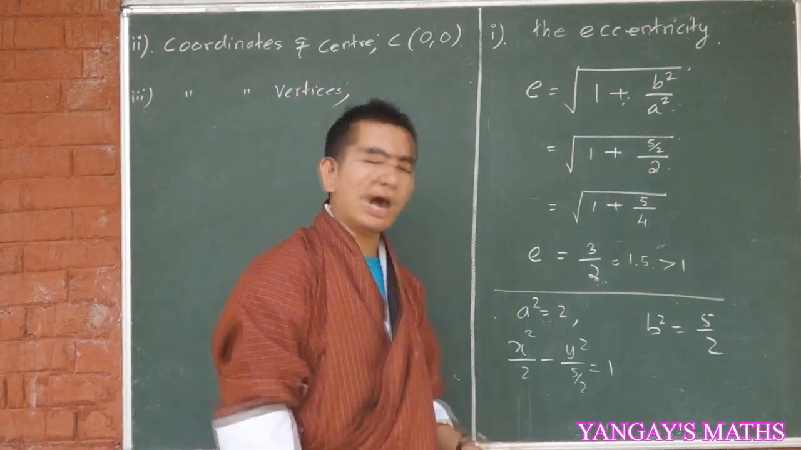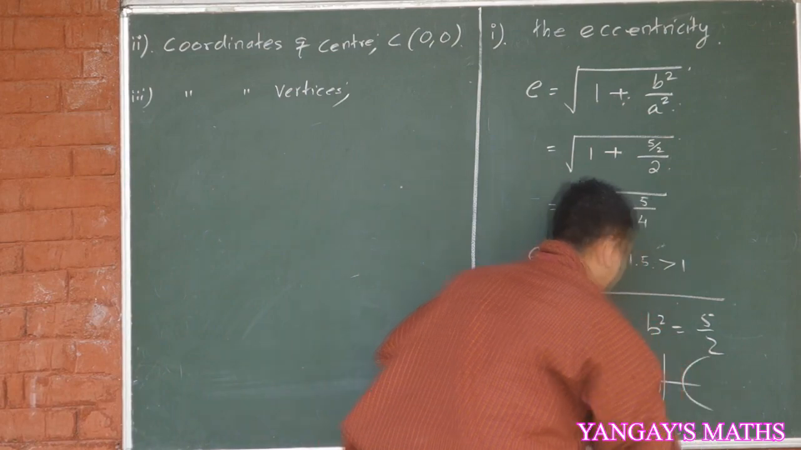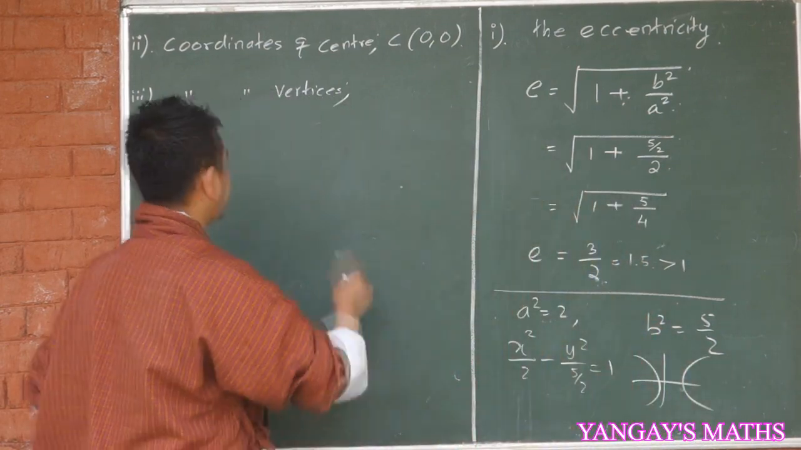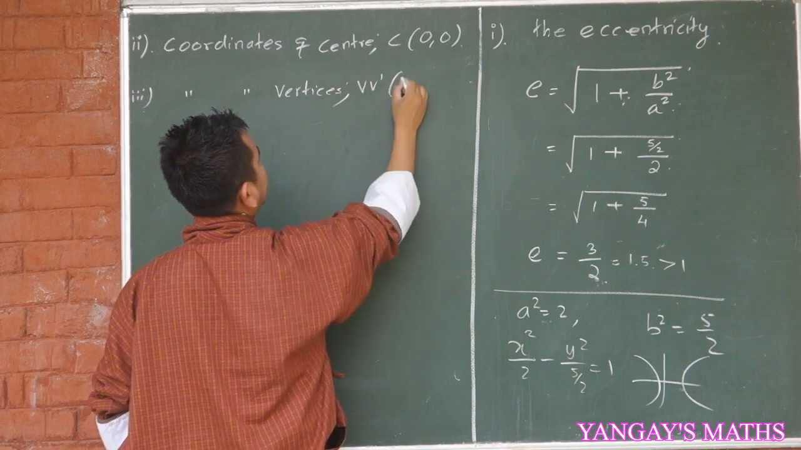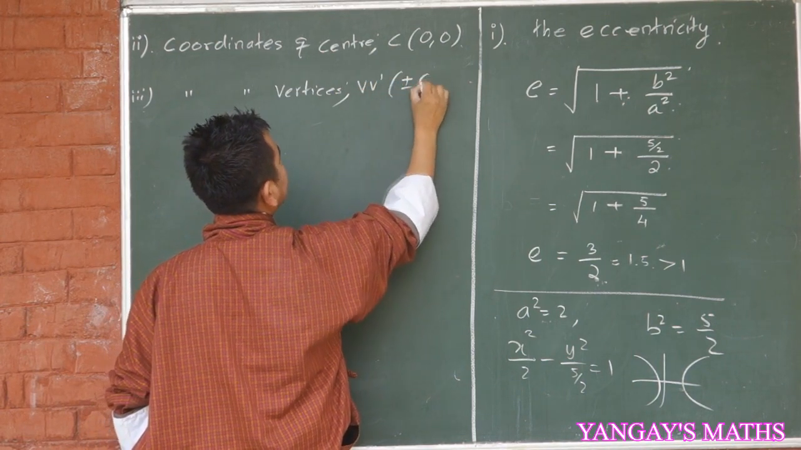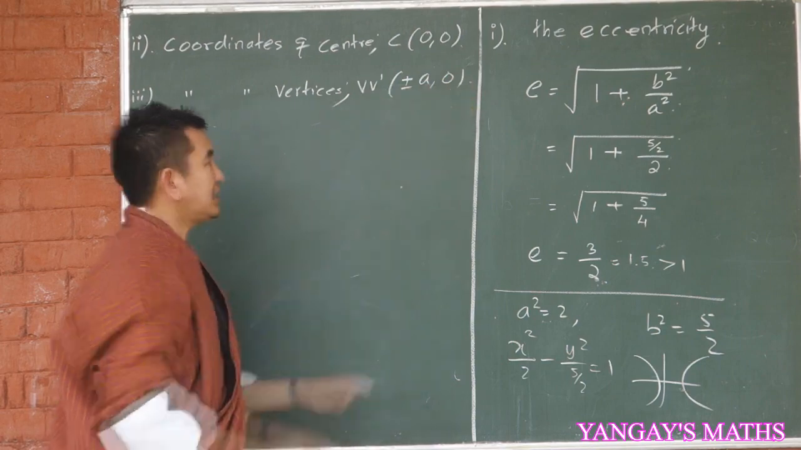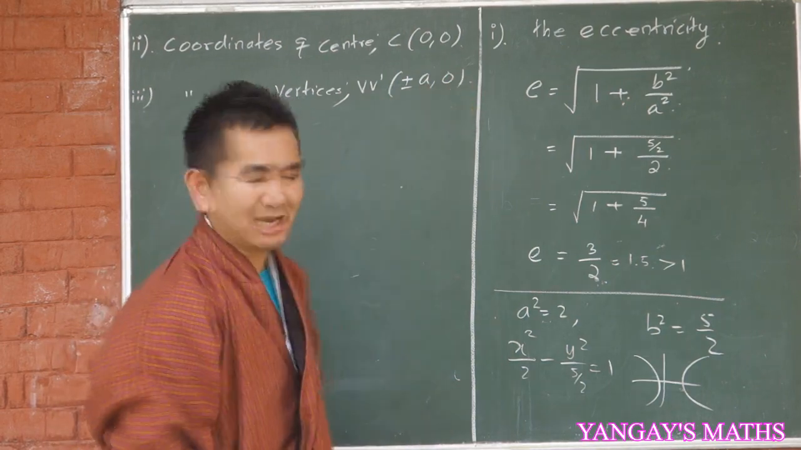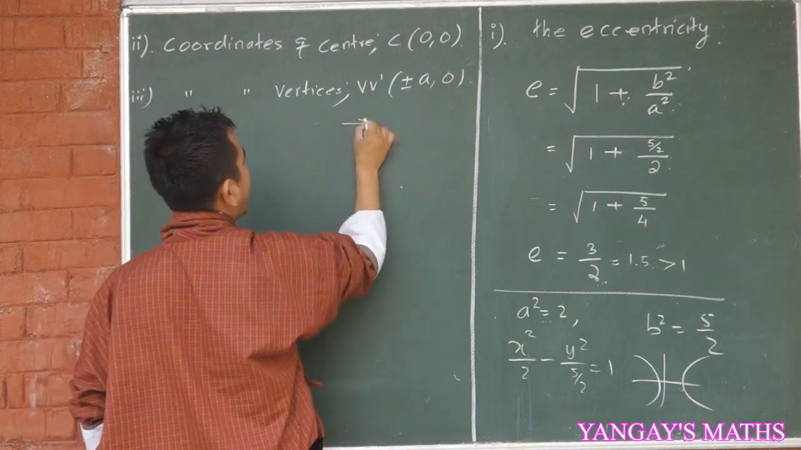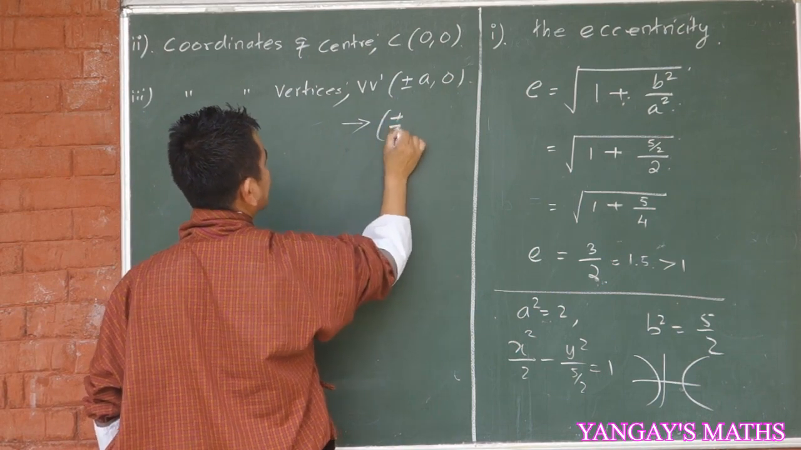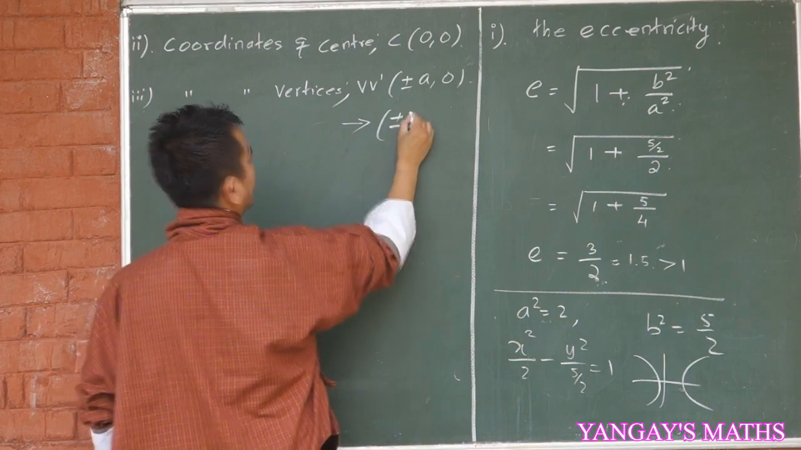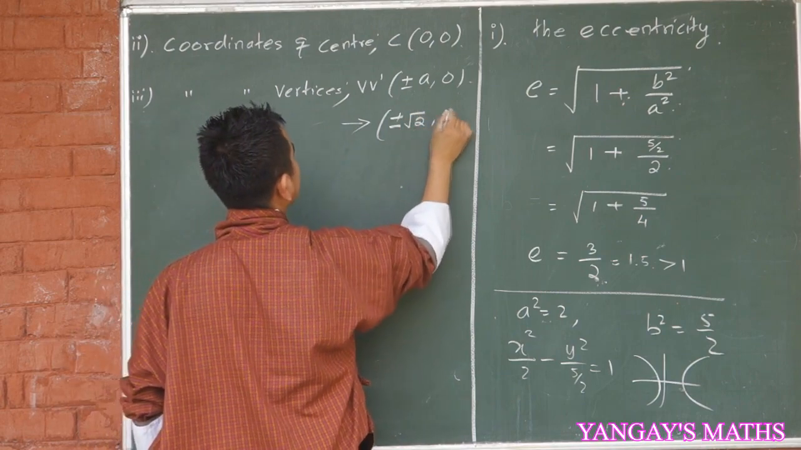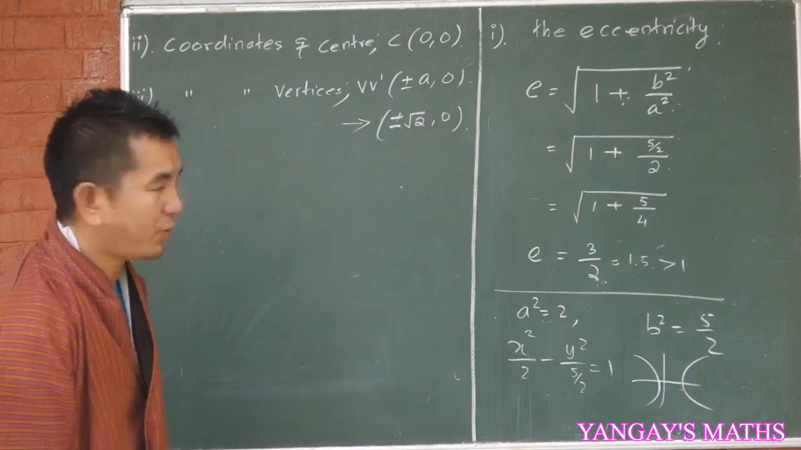This is a horizontal hyperbola. So, for a horizontal hyperbola, what are the vertices? V dash is plus or minus a comma 0, because the vertex lies on the x-axis. So we have plus or minus a, and what's the a value? It's root 2, so root 2 comma 0. This becomes the vertex point.